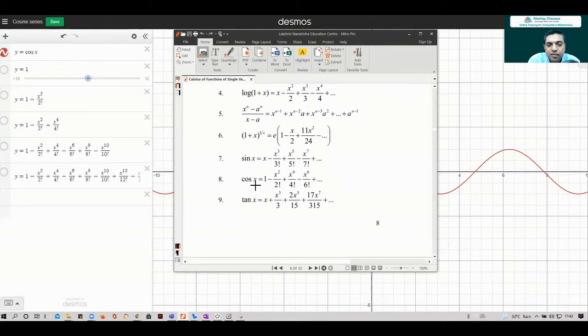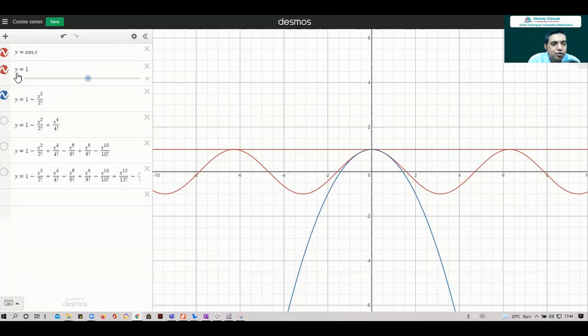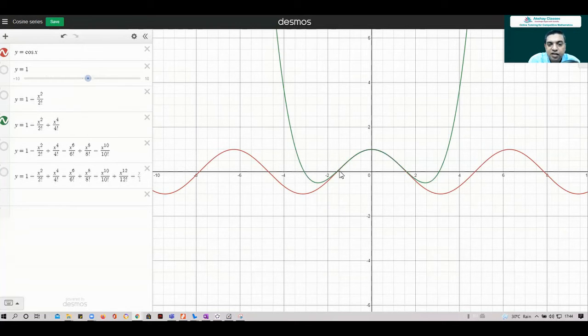Here, 1 minus x square by 2 factorial plus x power 4 by 4 factorial minus x power 6 by 6 factorial. So when I put 1, there is hardly any match. Only at x equal to 0, it is a match. When I put 2 terms of the Maclaurin series, there is overlap in a certain portion of the curve. When I put 3 terms, you see a greater portion of the curve is having an overlap.